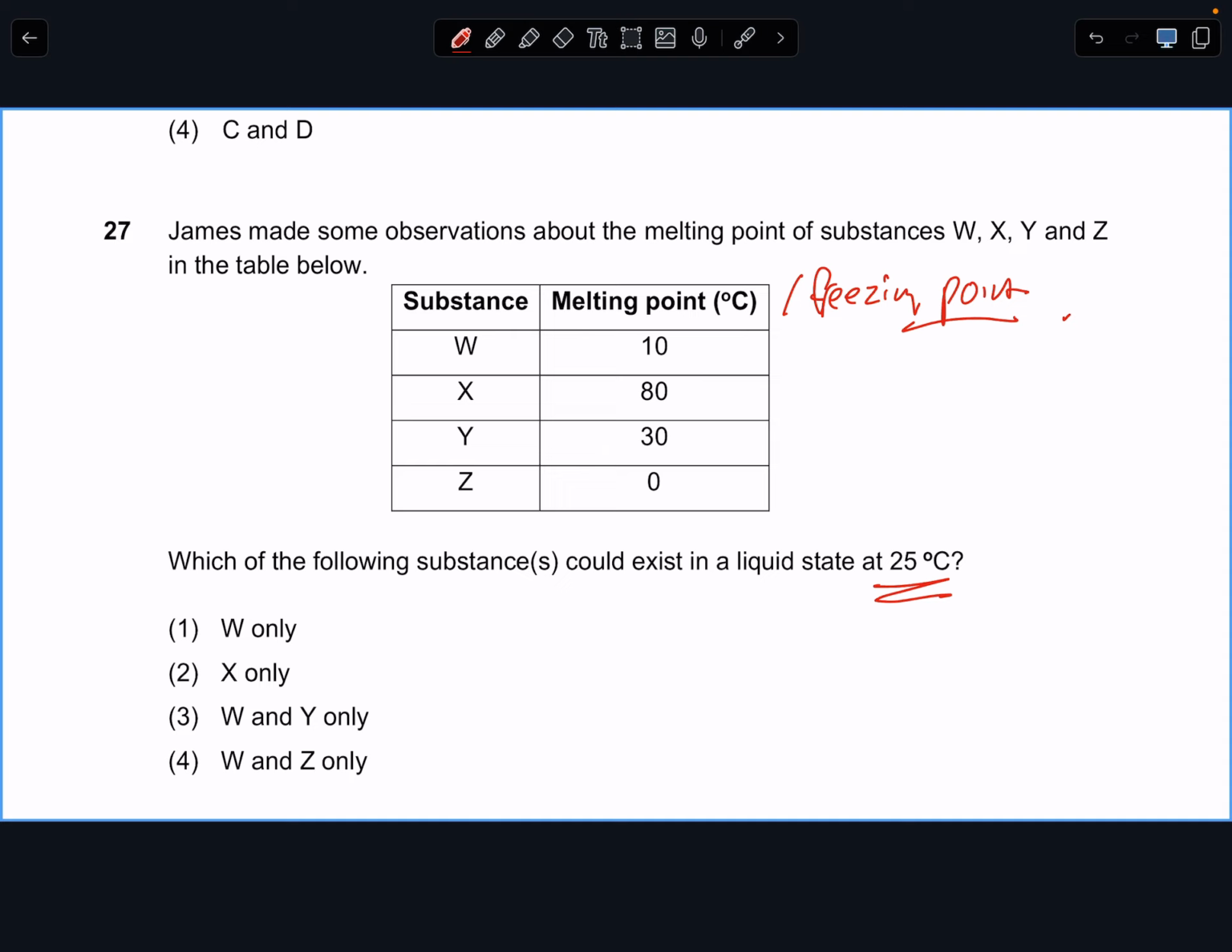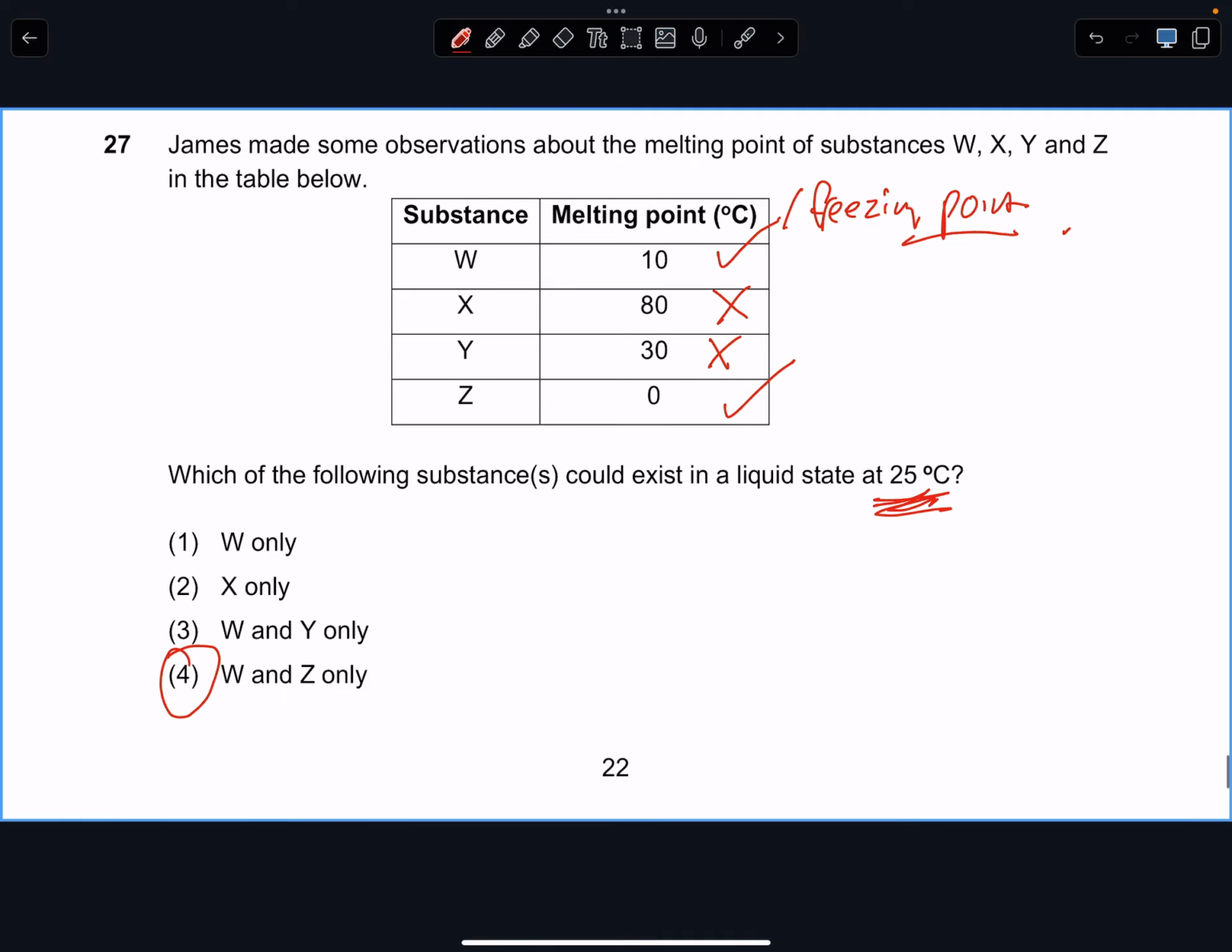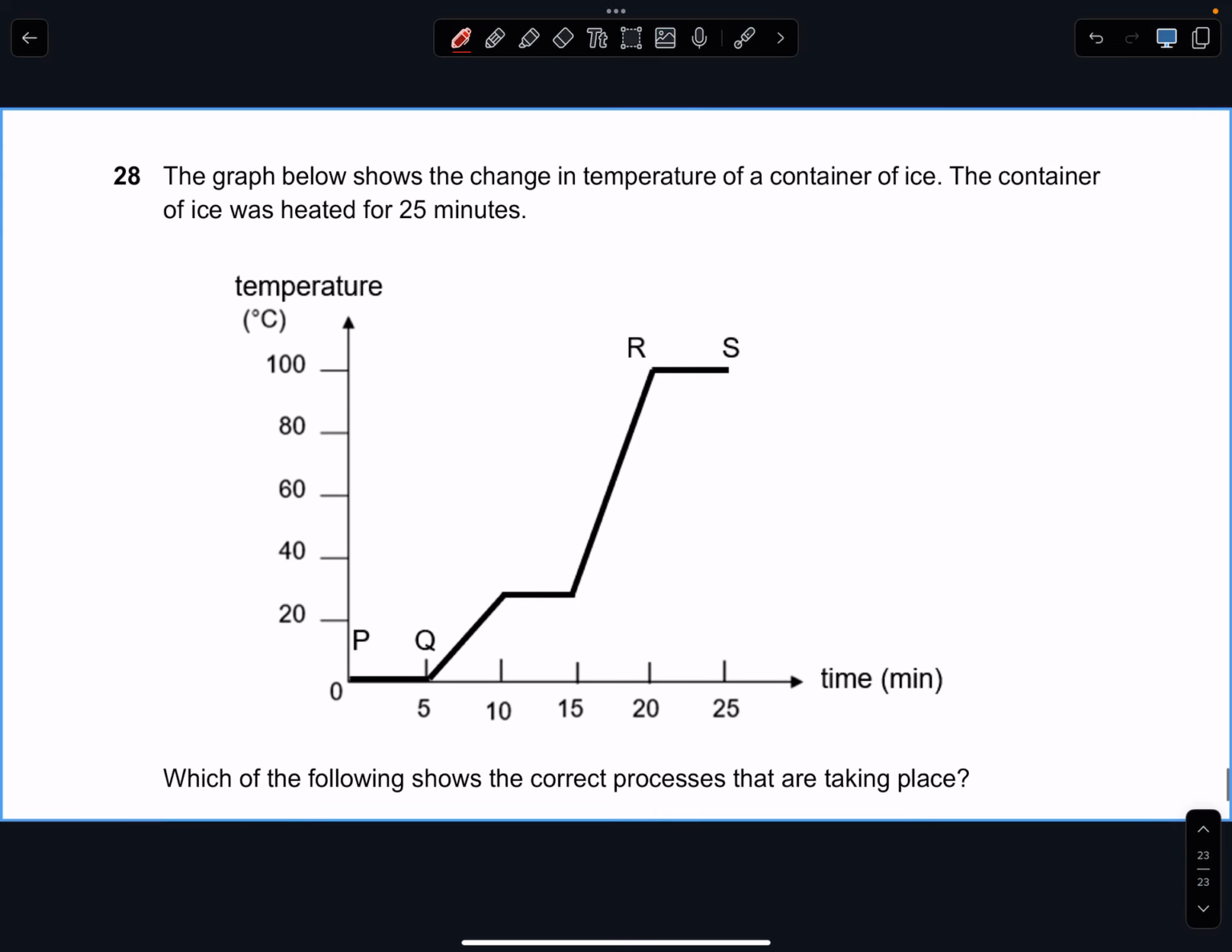Okay, so you understand. So, granted that it melts at 10 degrees, at 25 degrees, it will become a liquid already, so correct. X, it only melts at 80. 25 degrees is lower than 80. So at 25, it is still a solid. So no. Y, 30 degrees then melt. No. So at 25, it's still a solid. 0 degrees melt already. So at 25 degrees, it's already melted. So answer would be... I think I take something wrongly. Answer is W and Z. Answer 4. Okay? And make annotations like that so it will help you to make sure your answer is correct.